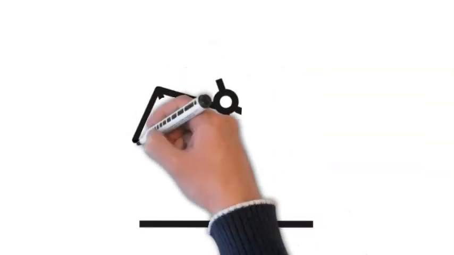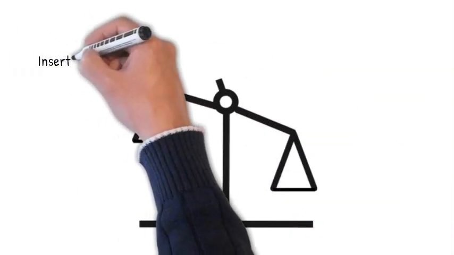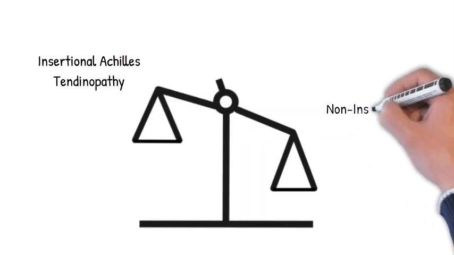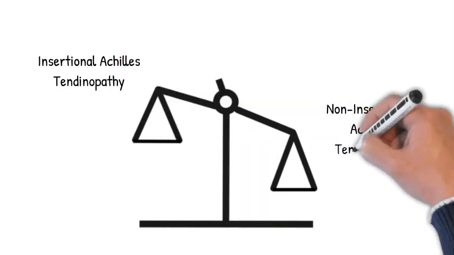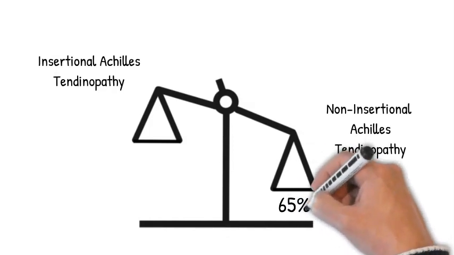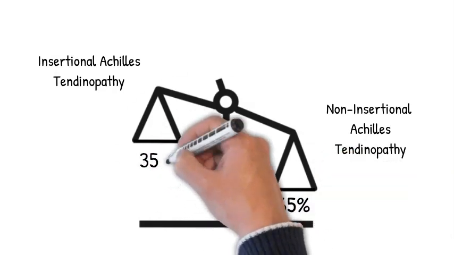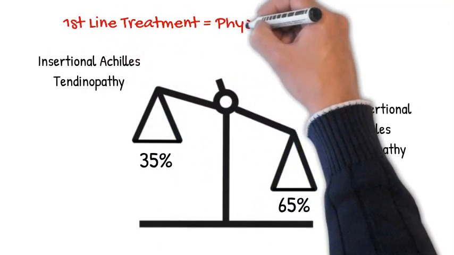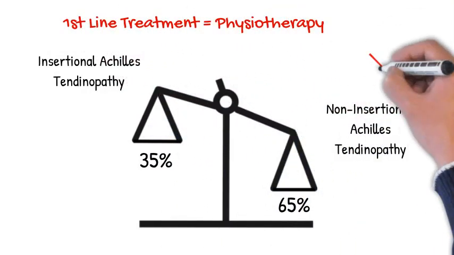Now, in terms of the percentages of what you get when you get an Achilles tendonitis, about 60 to 65% of presentations with Achilles tendinopathy will be of the non-insertional type, whereas only 35% will be of the insertional type. And the first line treatment is generally physiotherapy, but each of these conditions responds differently to that.